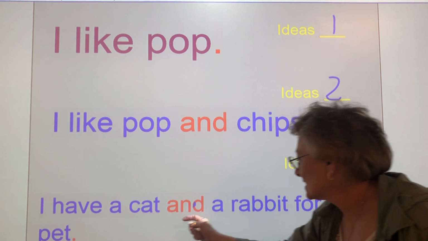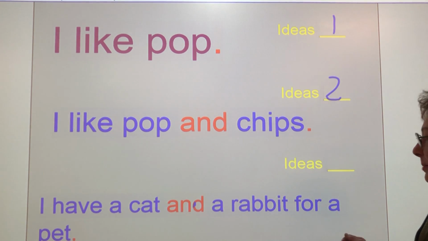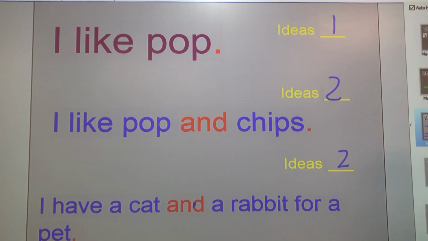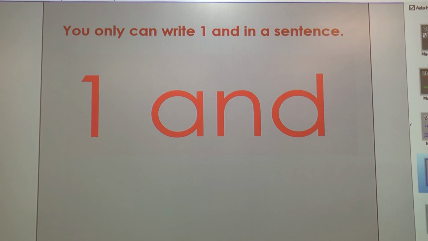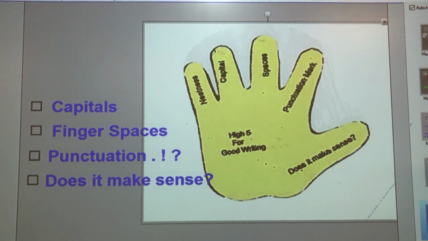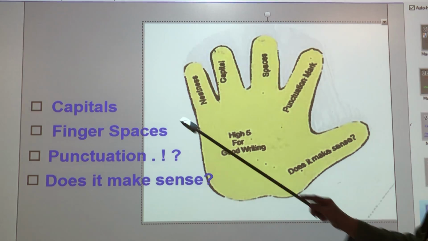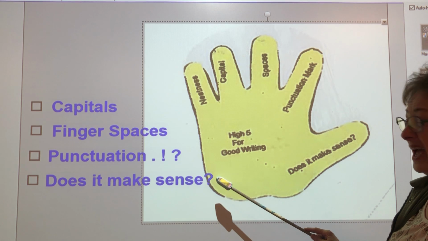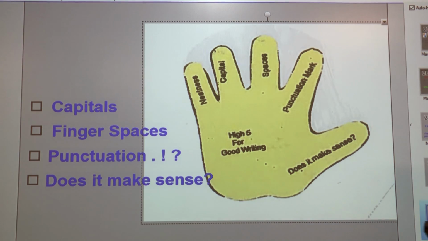I have a cat and a rabbit for a pet. Two ideas. I have two pets. Something to remember that you can only write one and in a sentence. That's very, very important. Only one and. Remembering that also when we're writing, you're going to need capitals, finger spaces, punctuation, and does your sentence make sense?